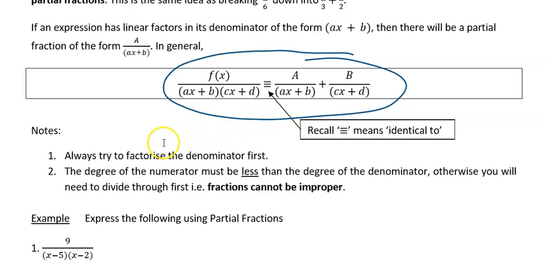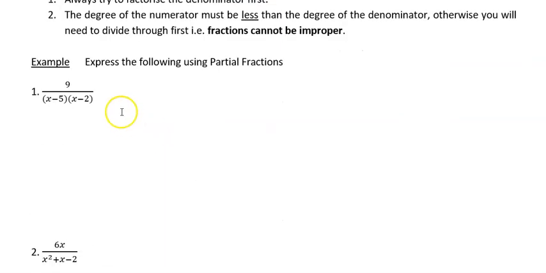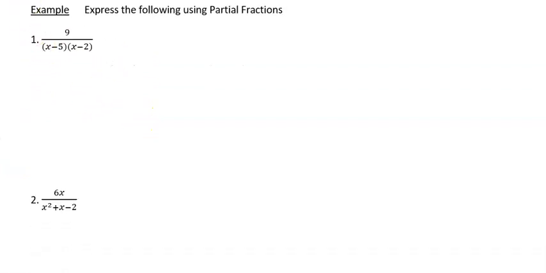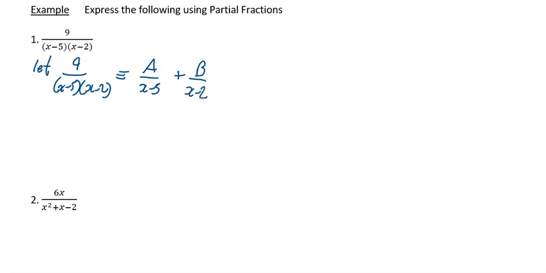So how we go through this, we're going to just jump to the example, and we'll talk about key points as we come to them. Okay, so in this example, the first thing we're going to say is let your expression, which was 9 over (x − 5)(x − 2), be identically equal to, and that's important, identically equal to A over (x − 5) plus B over (x − 2).